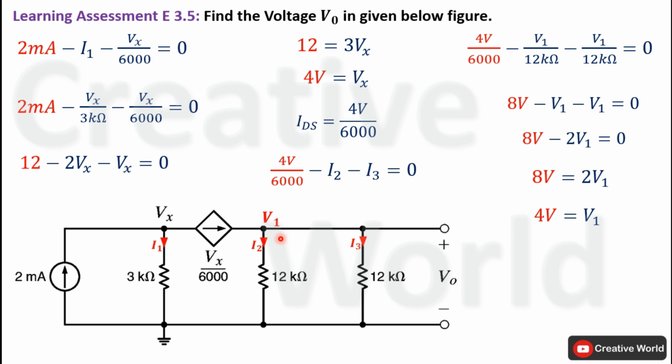And if we observe, this V1 is appearing across these two resistances and both are connected in parallel connection. So we can say that V0 will also be equal to V1. So the value of V0 will also be 4 volt. So this was chapter 3 learning assessment E3.5.